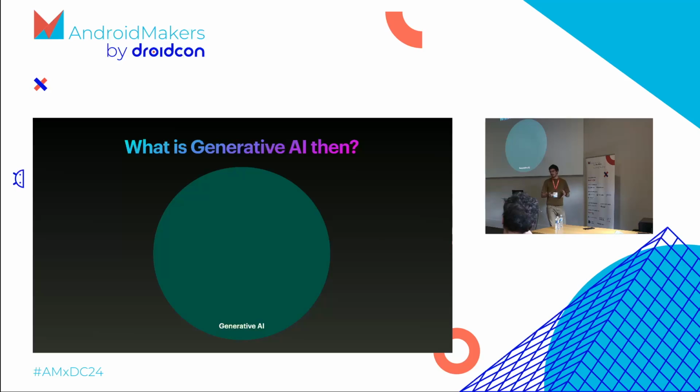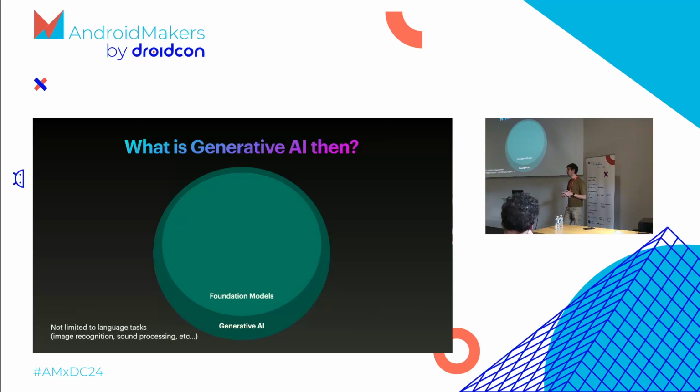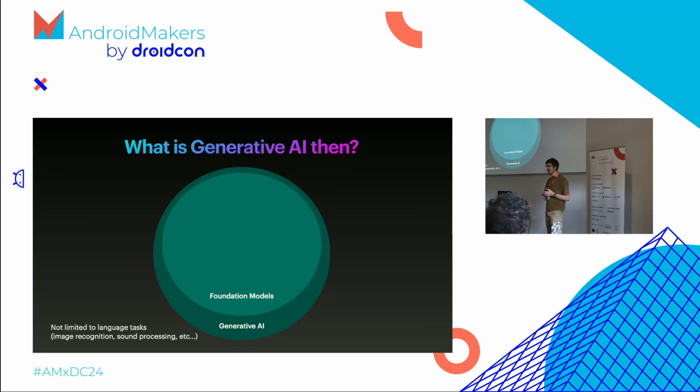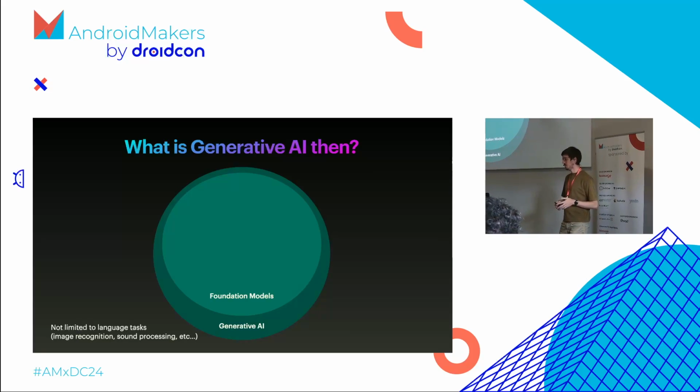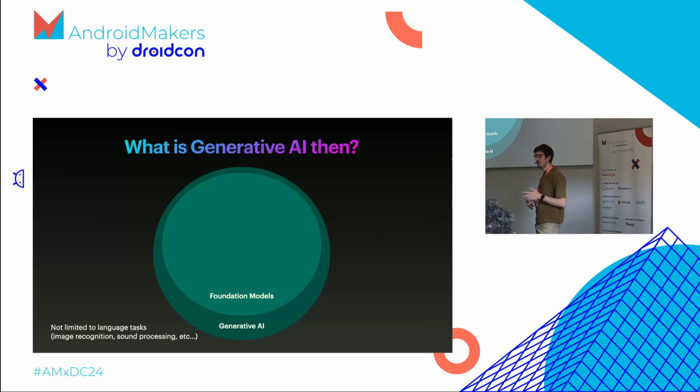Basically, it's a technique that learns from data, from existing artifacts, and generates new artifacts. Everything is based on a foundation model. Those are a class of models that are pre-trained on vast data across various domains, enabling them to develop a wide range of capabilities, not only limited to text, but as well images, sound, and so on, right?